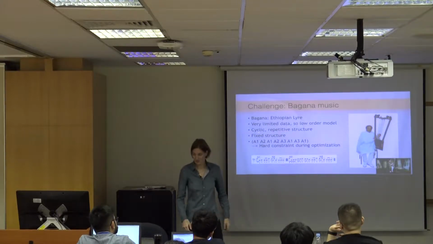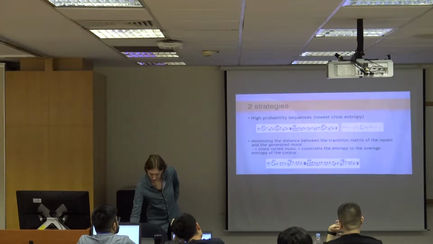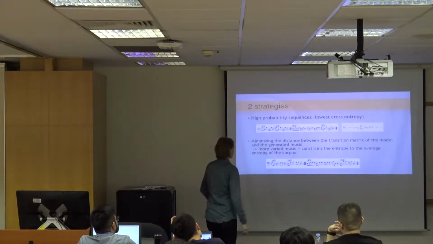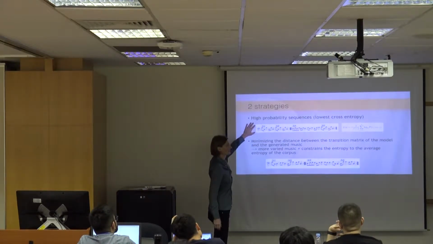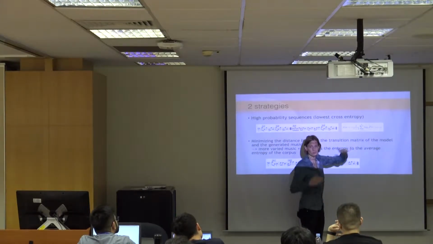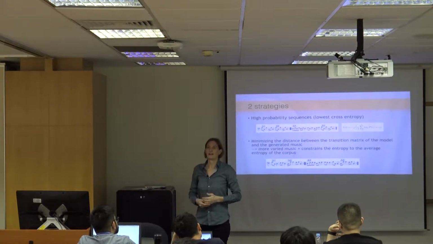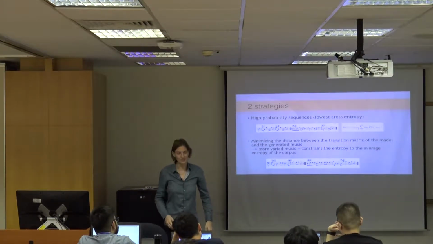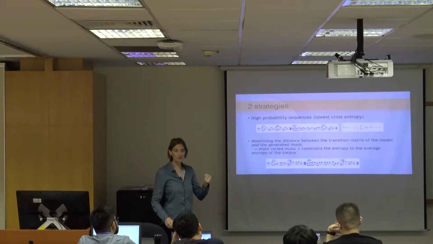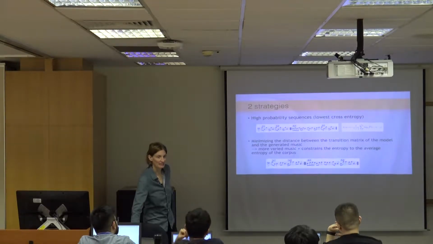So based on this music, I'll show you two outcomes. First is these high probability sequences. We can measure probability using the cross entropy, which is the inverse of the probability. It's not good. If we choose the most likely note at each step, we get something very, very repetitive.